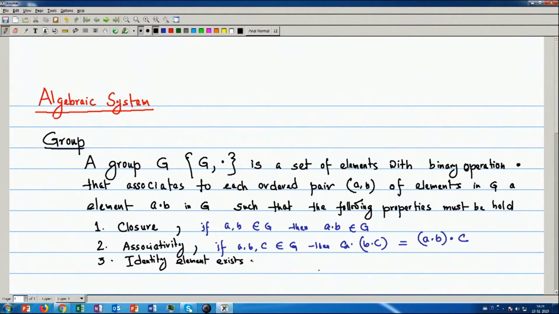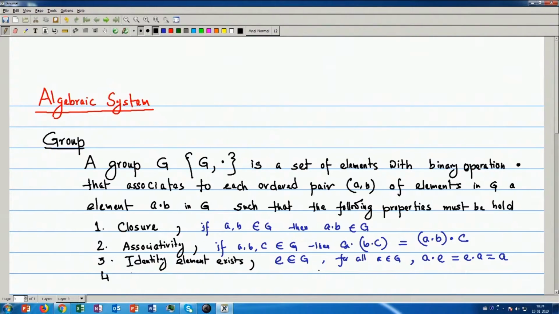That means there is an element E that belongs to G, such that for all A belongs to G, A dot E equals E dot A, which is A only. Up to these three properties we have seen, and if they hold, then we call this a monoid.